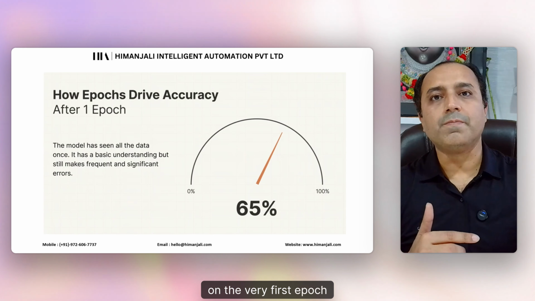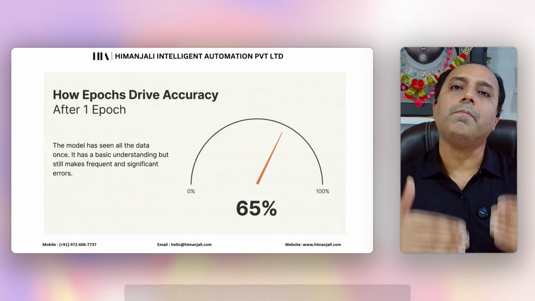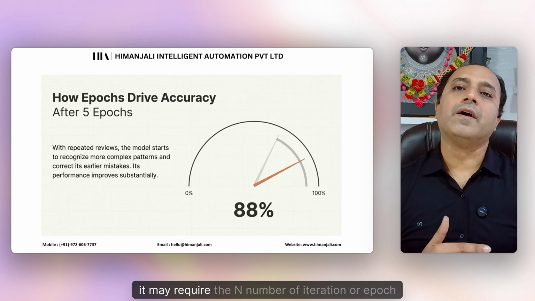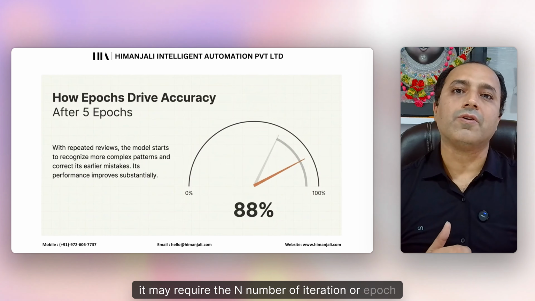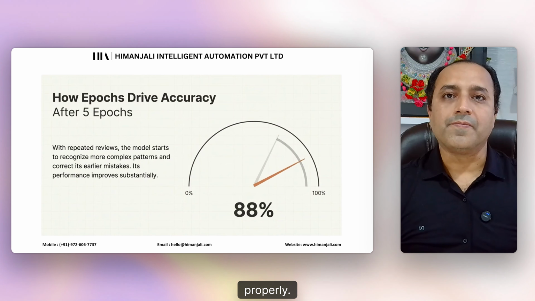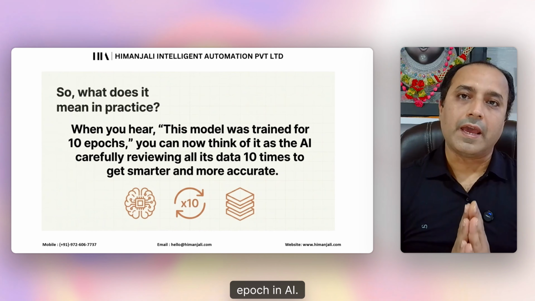On the very first epoch, it may happen that the AI model is able to understand a bit about the data. On the second time, it may understand a bit better. And gradually, it may require n number of iterations or epochs for the AI to understand the data properly. This process is known as an epoch in AI.